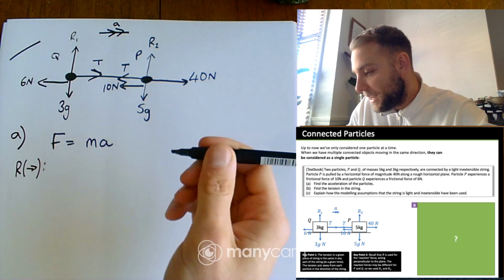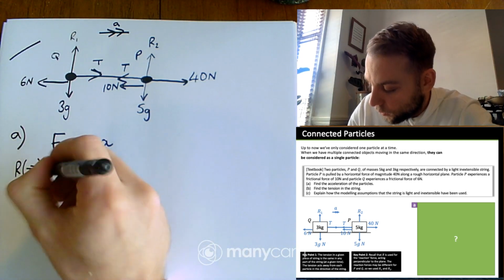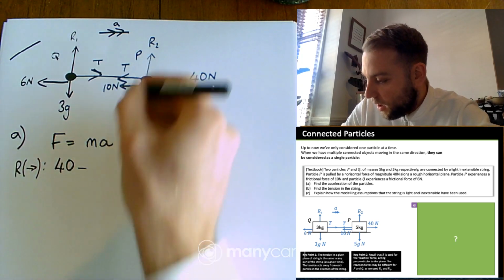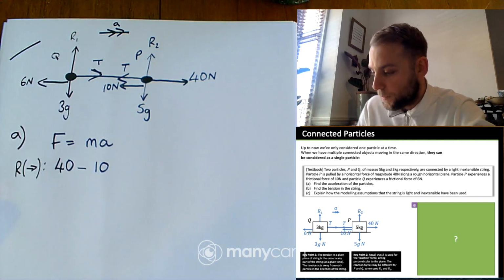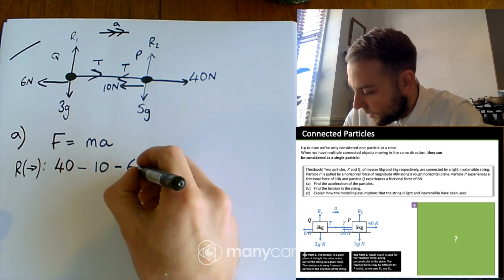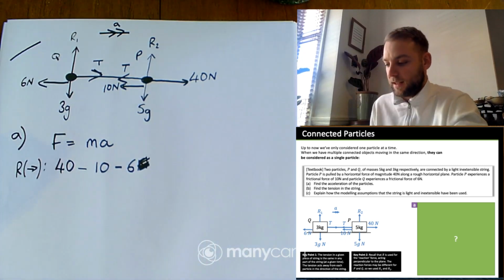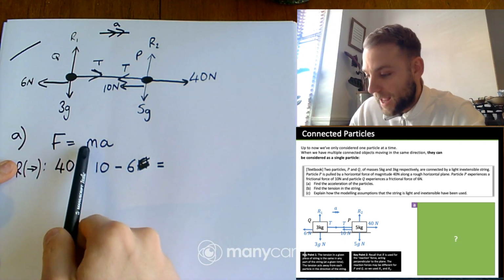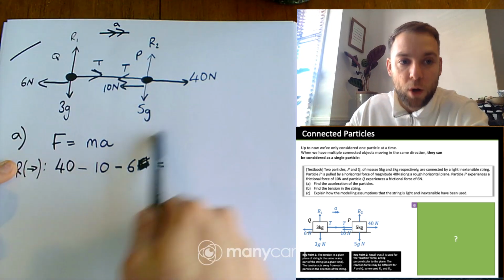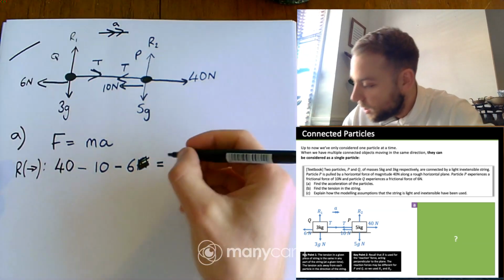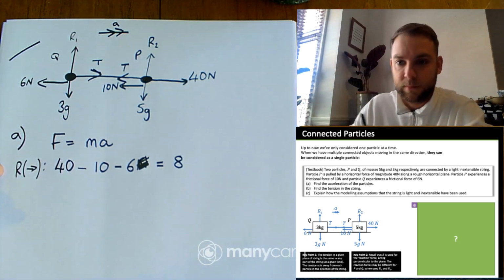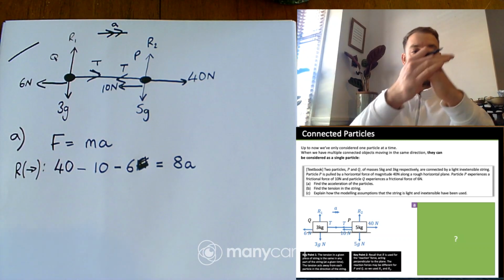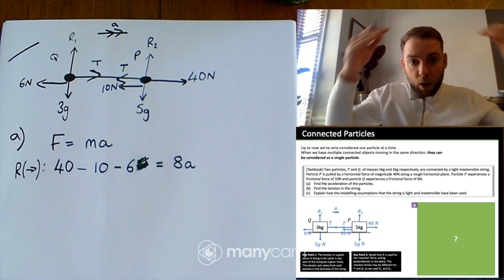So the things which are acting in the positive direction are the 40 newtons force, minus this 10 newtons force, which is the frictional force on P, minus this 6 newtons, minus the 6 there. And that's equal to your mass. Now we're taking this mass as a whole. We're saying these are connected and they're traveling at the same acceleration. So this mass is going to be equal to 8 times the acceleration, which is a. So we're thinking about it as one whole thing.